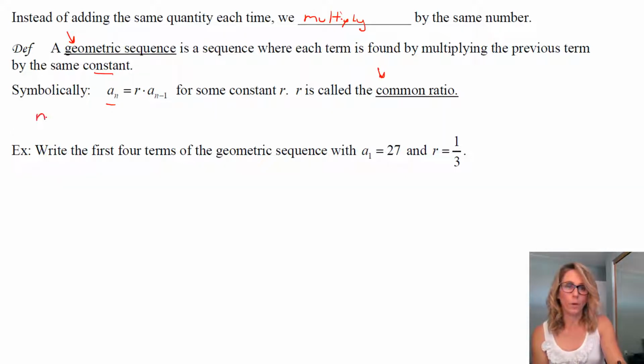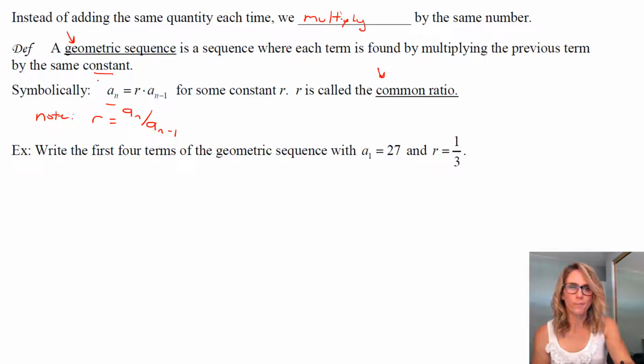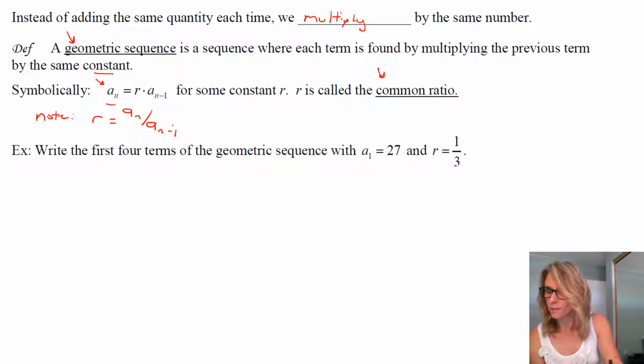Here is an important note. If you are ever asked to find r, you can do so. You just need to take one term of the sequence and divide it by the previous term of the sequence. And that, of course, has to do with the fact that you can see what I have here. If I divide both sides by a sub n minus 1, we have it solved for r. So that's why that works.